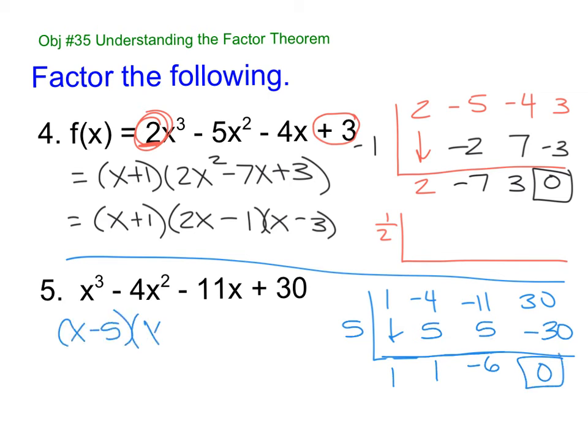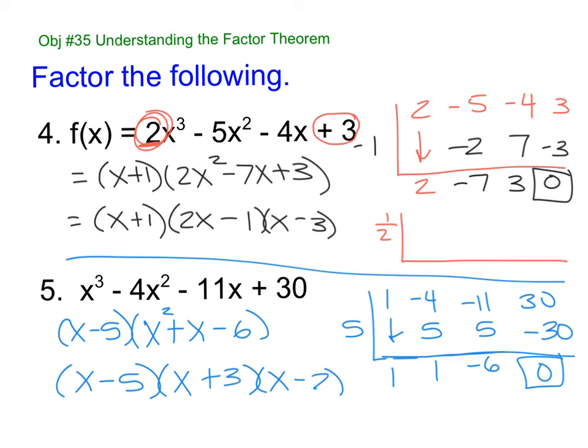And then I'm left with x squared plus x minus 6. So I'm going to factor that, and I get x, multiply to negative 6, combined to positive 1, so plus 3 minus 2. So I knew there is a 6, sort of. 3 and 2 is 6.